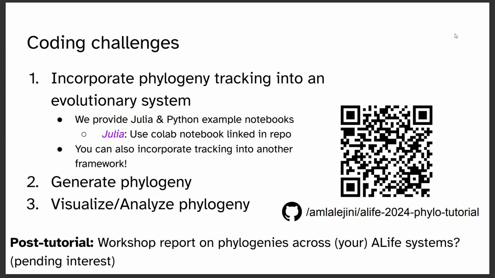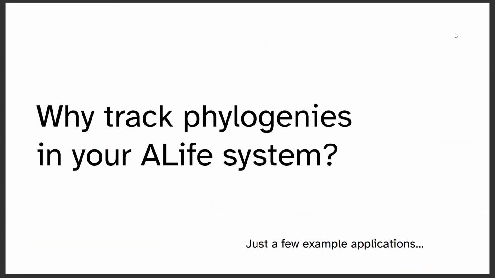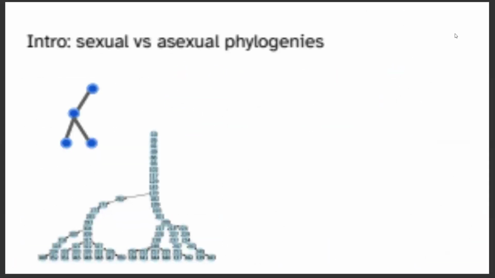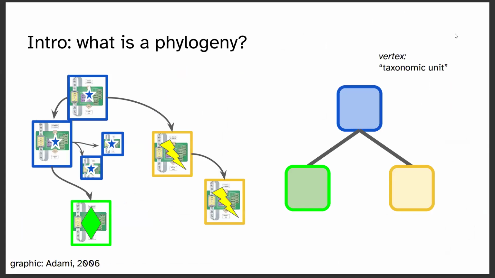Should I repeat the question for online people, or should you summarize? I can summarize. The question was about the operational taxonomic unit in the slides, and how that phenotype can be defined in non-trivial systems like Avida.